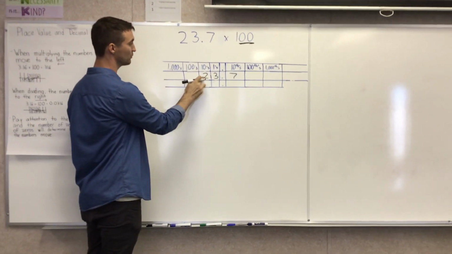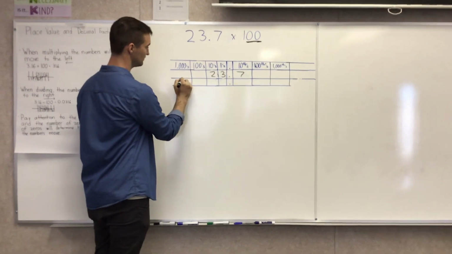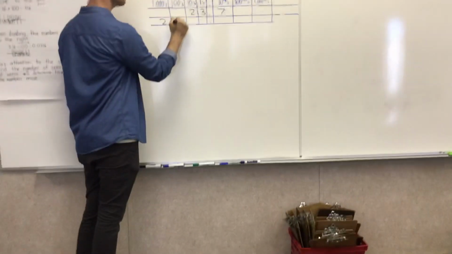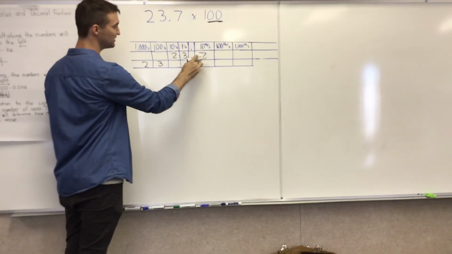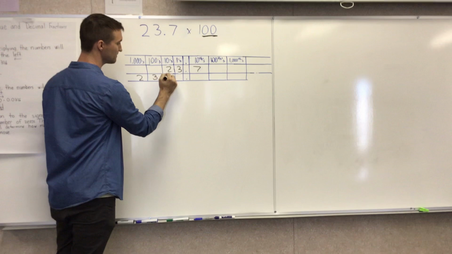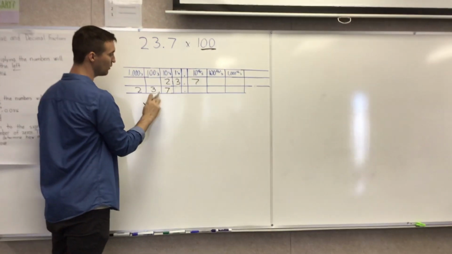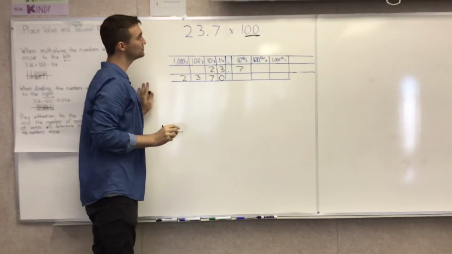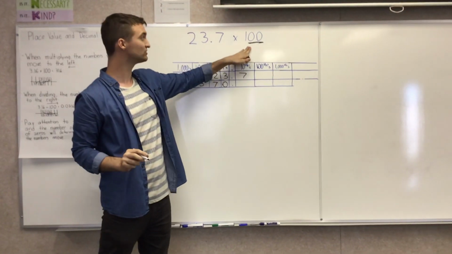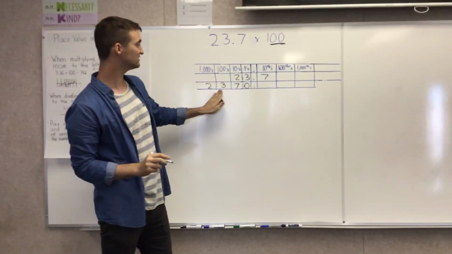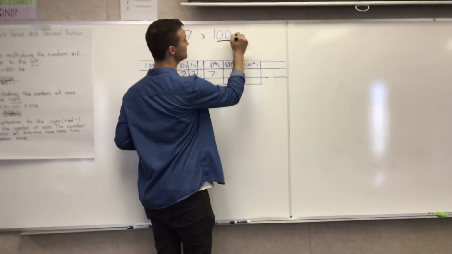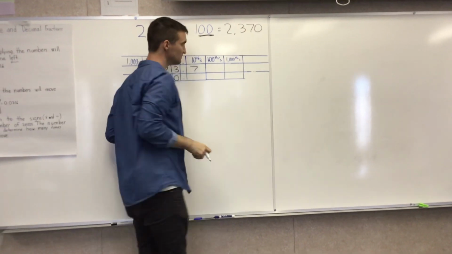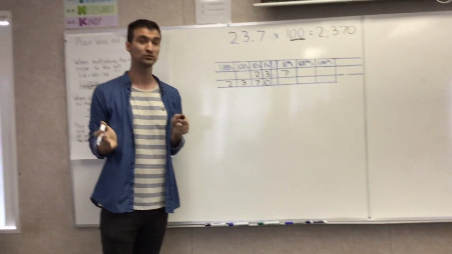So we're going to take this 2 and we're going to go 1, 2. Put it right here. We're going to take this 3. We're going to go 1, 2. Place it right here. We're going to take our 7 and go 1, 2, and place it right here. And of course, we have to fill in this blank right here with a 0 because 23 7/10 times 100 is going to equal 2,370. Now, that's how we do the multiplication.